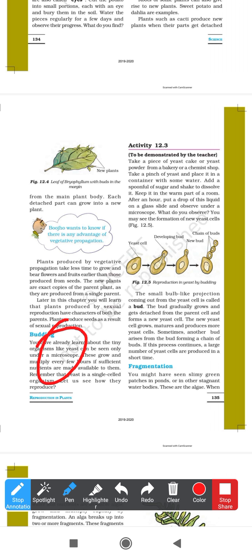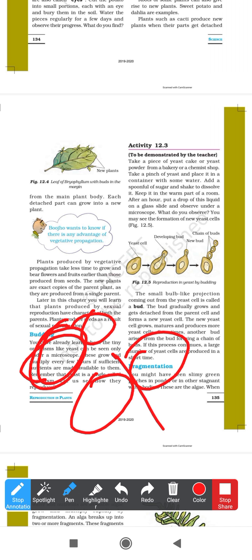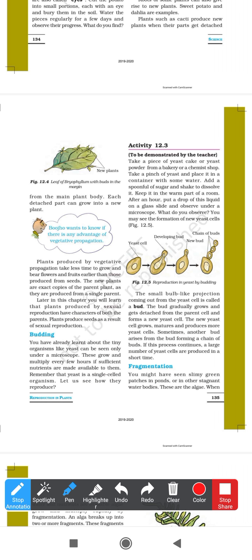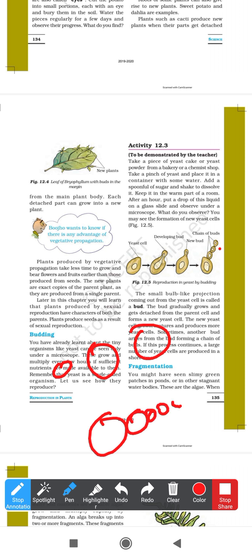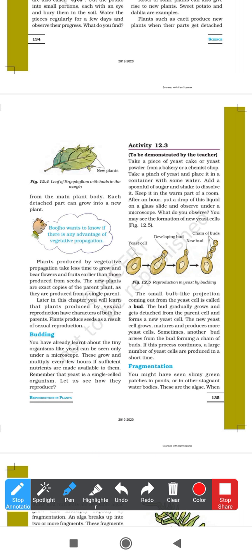So simple. Here one bud will grow, and after that two, and again it will get cut. So budding means a new bud will grow, and after that it detaches. Detach means separate out. The new yeast will now grow. Now see, this is a small one. After that it will grow, and again it will do the same thing. Again from that a small plant will come, it will become bigger. So the same thing continues.